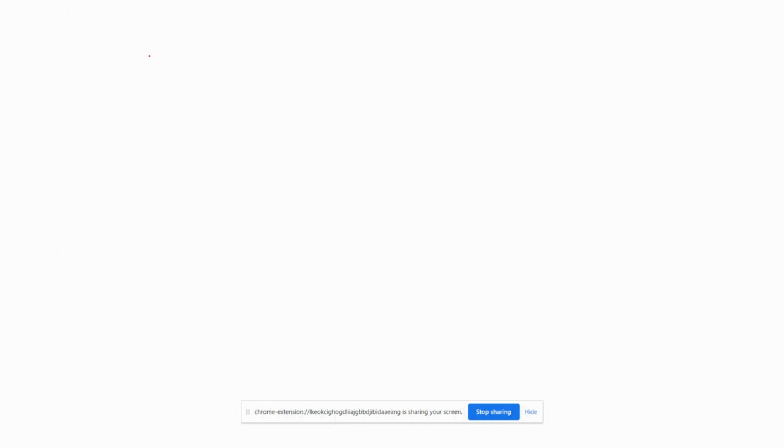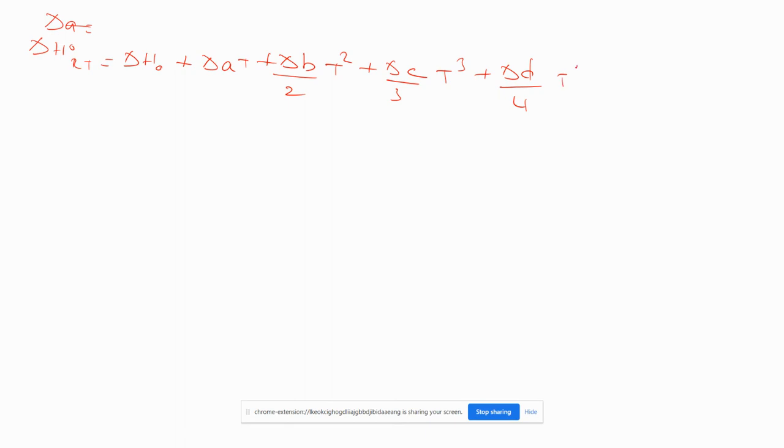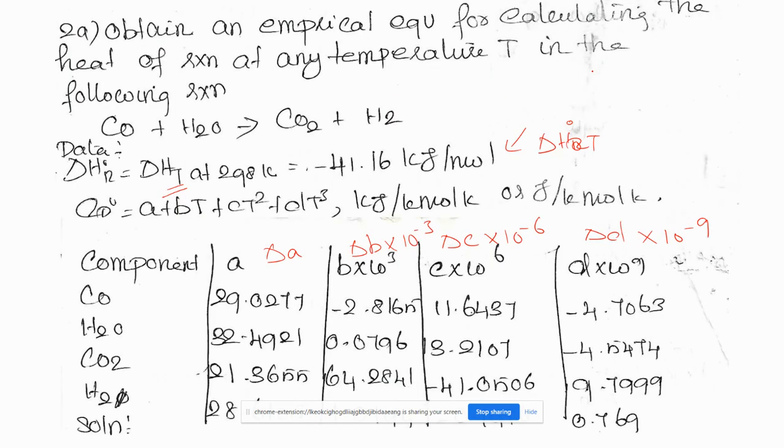Now, the formula is del H 0 at T is equal to del H naught plus del A T plus del B by 2 T square plus del C by 3 T cube plus del D by 4 T power 4. So now you have to find these. All are 1 is to 1 only: 1 mole CO, 1 mole H2O.